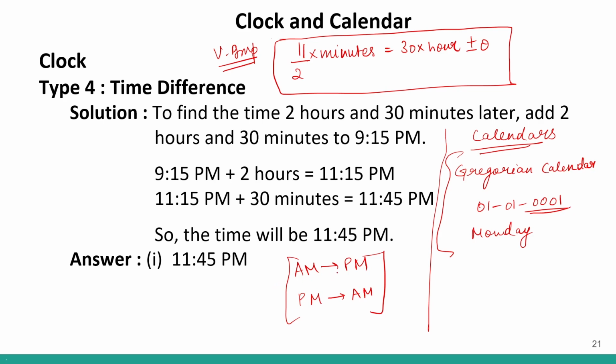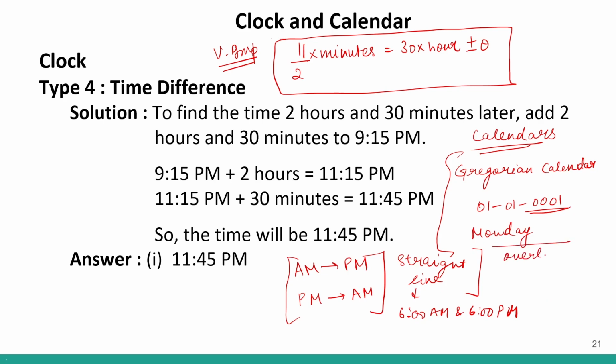Then again, the two times that we form a straight line. So straight line concept, straight line 2 times, 6 AM and 6 PM. Again, important, this you have to take care of. And the overlapping. So overlapping in a day is how many times? It is 22 times. This much information is important and the rest you can solve.